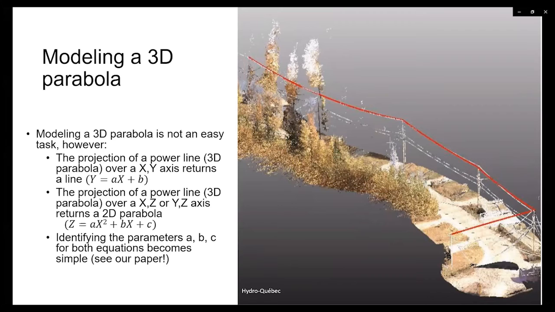Now if you take back your 3D parabola and do a projection over the vertical axis, you obtain what we call a 2D parabola. And the equation of the 2D parabola is ax squared plus bx plus c. And again, it's really easy to find the values of a, b, and c. Now, once you find the values of a, b, and c for the 2D parabola and a and b for the straight line, you have solved your problem, and now you have this beautiful 3D parabola that should represent your overhead power line.